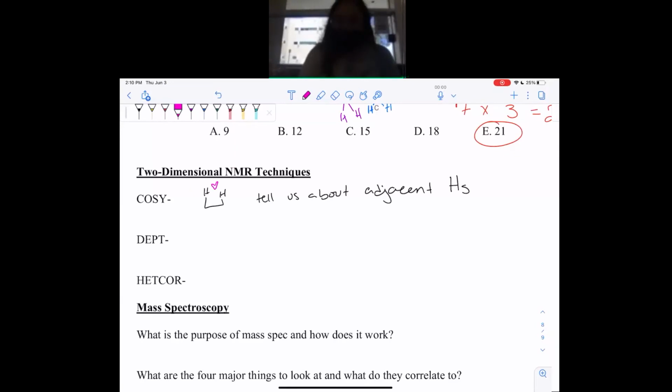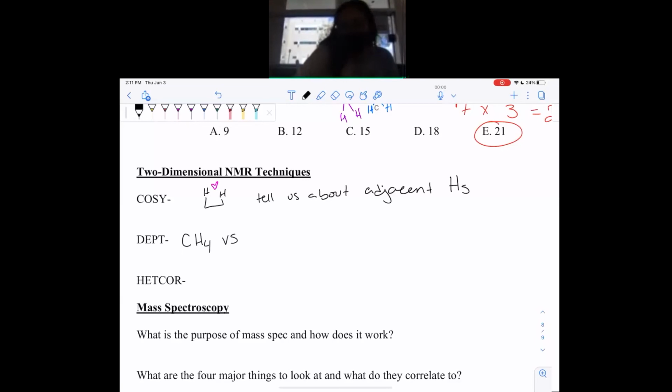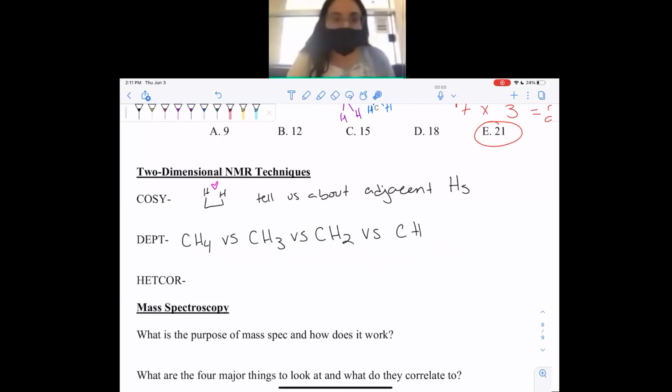Okay. So DEPT sounds like depth. So this is telling us in-depth information about our carbons. It's going to tell us CH4 versus CH3 versus CH2 versus CH. So it's purely telling us whether a carbon signal has 4, 3, 2, 1, or 0 hydrogens. So again, it's telling us the in-depth information about each carbon.